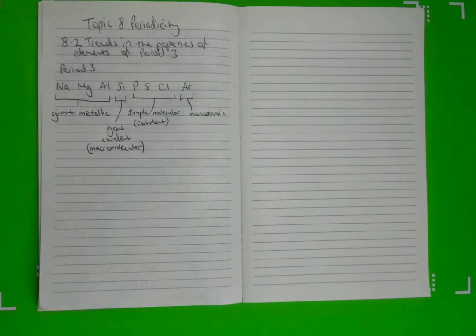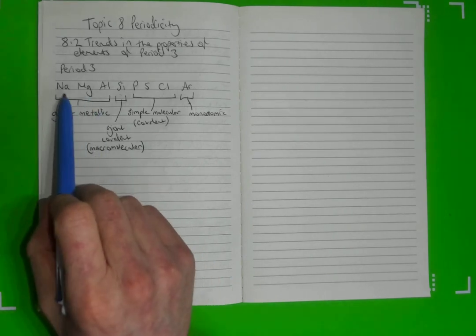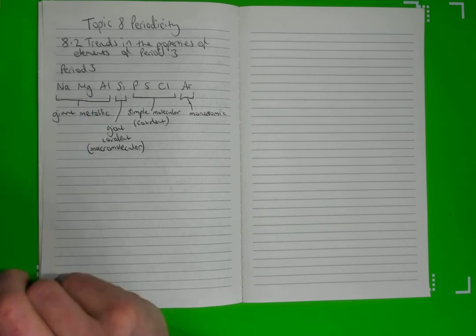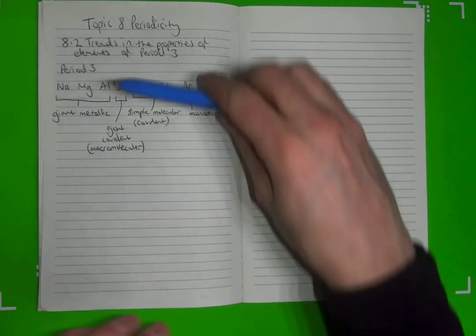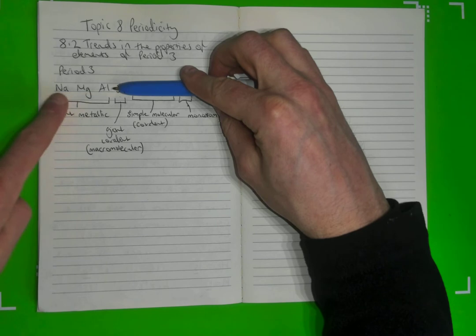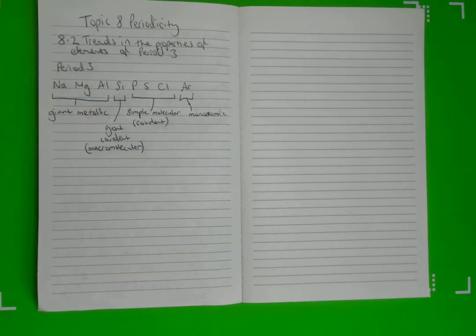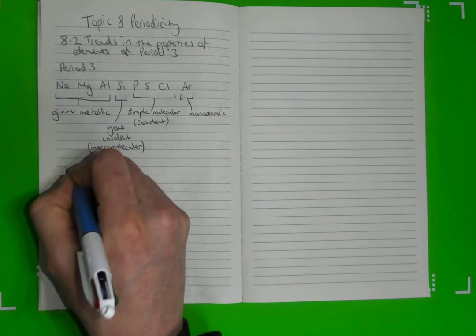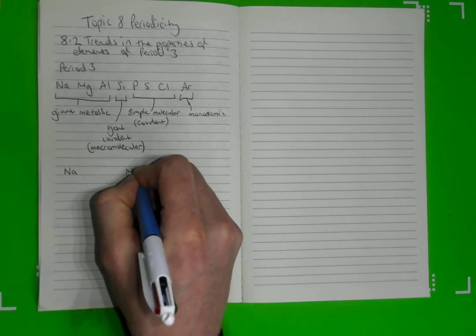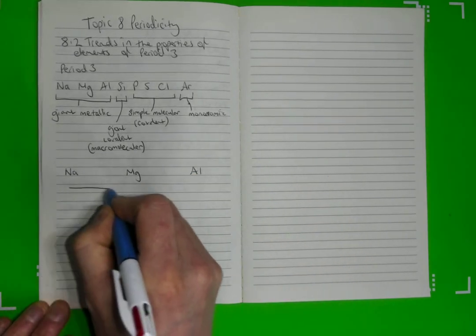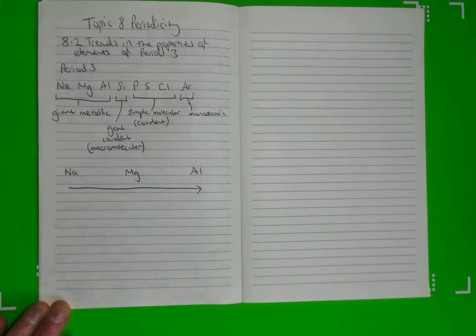So what we're going to do now is look at the trend in melting point and boiling point of sodium, magnesium and aluminium. We're going to look at the trend just within those three. So as we go from sodium to magnesium to aluminium, the melting points and boiling points increase.